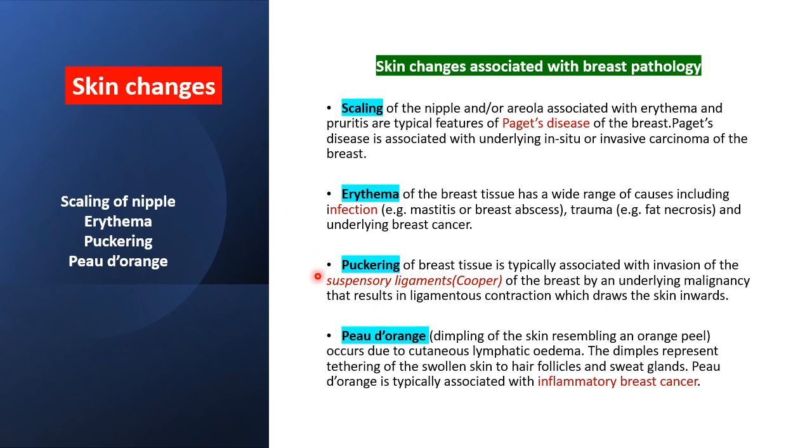Puckering is due to involvement by the tumor, usually a sign of malignancy, where the invasion of the malignant tissue into the suspensory ligaments of Cooper draws the skin inwards, and this is called puckering. Then the peau d'orange, which is the dimpling of the skin, resembles an orange peel. Okay, and this usually occurs due to cutaneous lymphatic edema from lymphatic blockage, and the dimples represent tethering of the swollen skin to hair follicles and sweat glands. And peau d'orange is typically associated with inflammatory breast cancer.